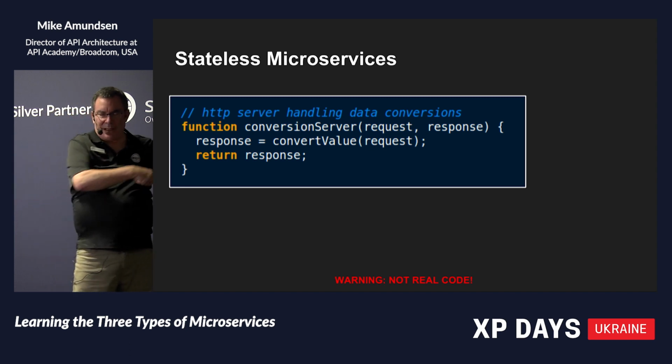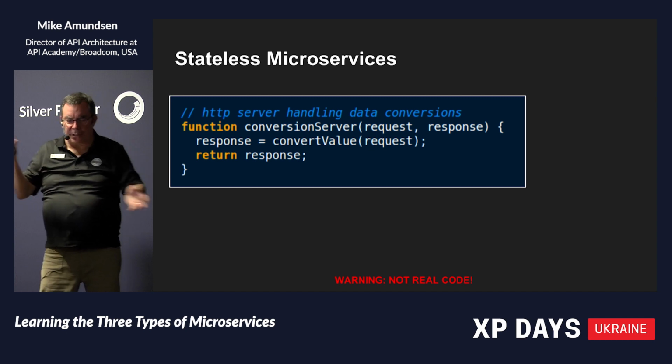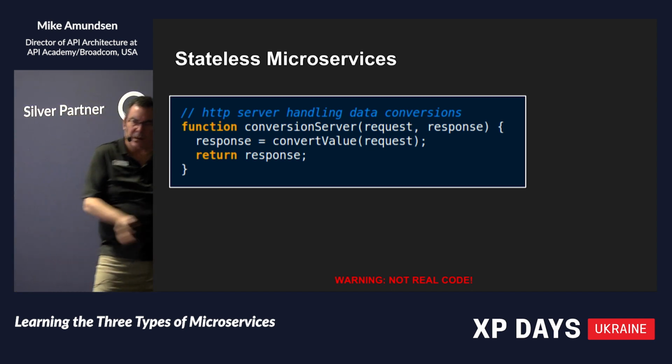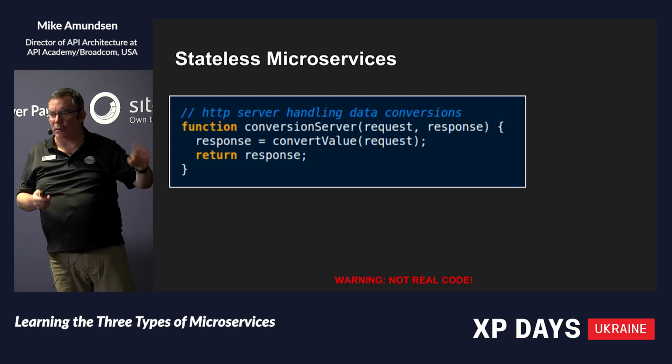So what does it look like? By the way, this is not real code. This is just some pseudocode. I need to do a conversion. I'm going to get some request. I'm going to convert that value into something else, and I'm going to send it to the response. There's nothing else to think about. No storage, nothing.